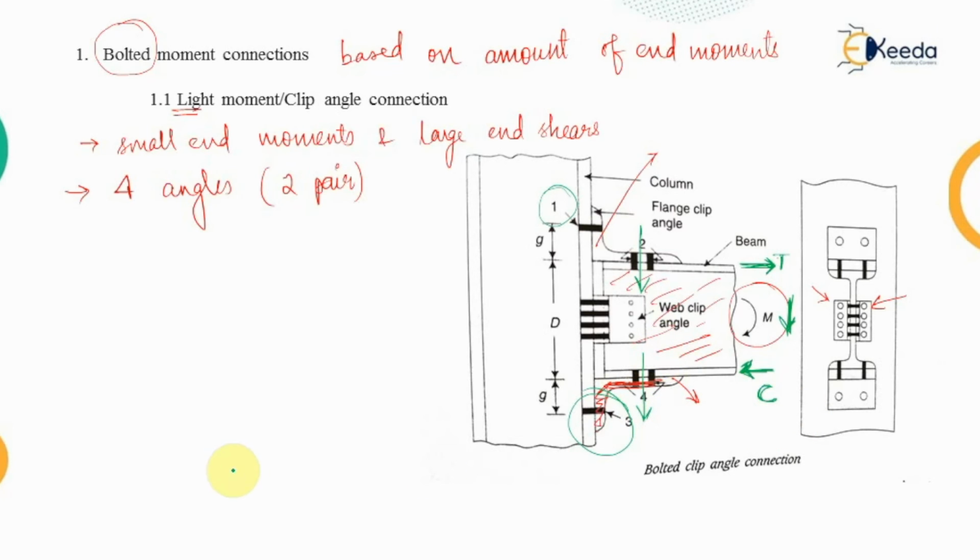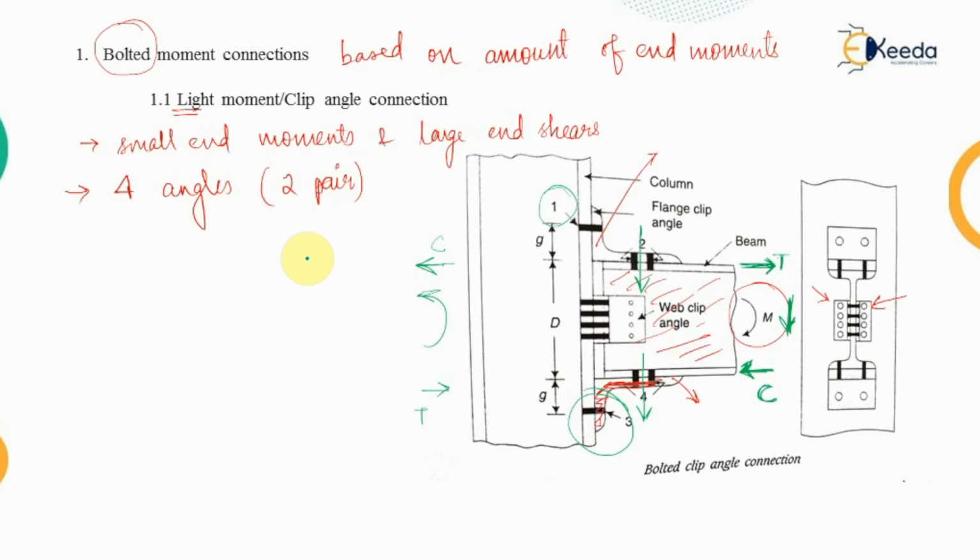Similarly, if the direction of the moment is reversed, for example, if this is an anti-clockwise moment, then the upper portion will be in compression while the bottom portion will be in tension. So in that case, bolt number 3 will be under tensile force while 1 will be under compressive force, while bolts 2 and 4 remain under the shear force. Now the design part for this bolted moment connection, that is the light moment or the clip angle connection, is out of scope, and only the introductory part has to be studied from here.